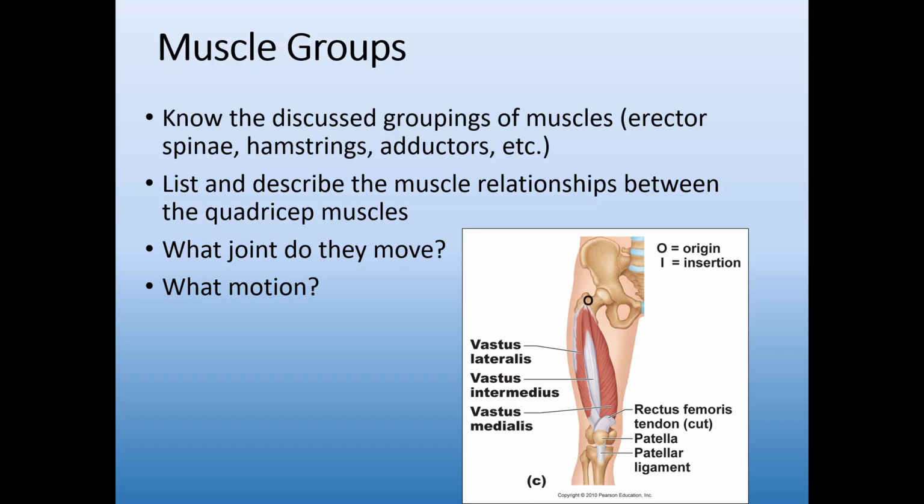Again, you don't need to know the specifics. You don't need to know that vastus lateralis attaches on the greater trochanter. You just need to know that it's on the femur. And then what joint, they do move the joint, or they move the knee. What motion are they going to generate? Extension. They're going to generate extension, right? Because extension for the knee is moving forward, expanding the angle of that joint.